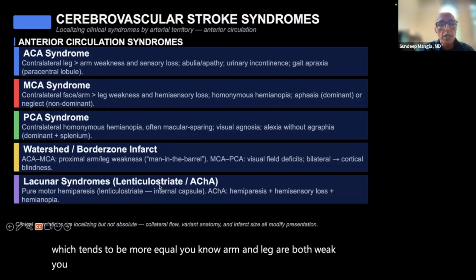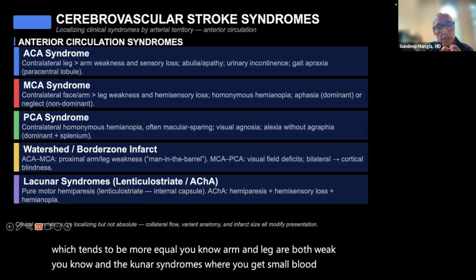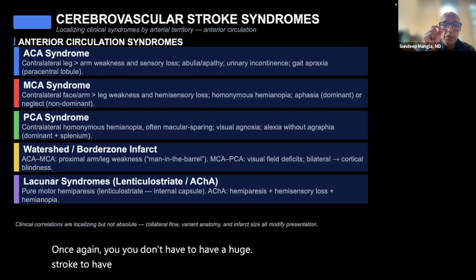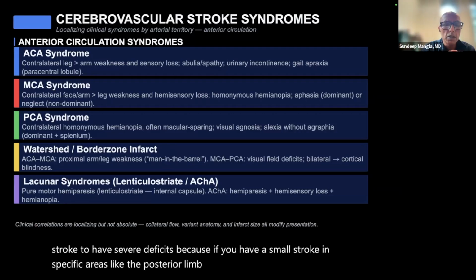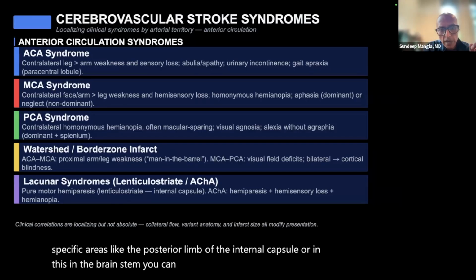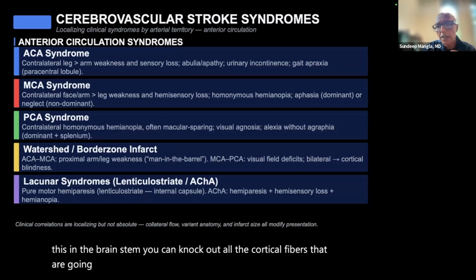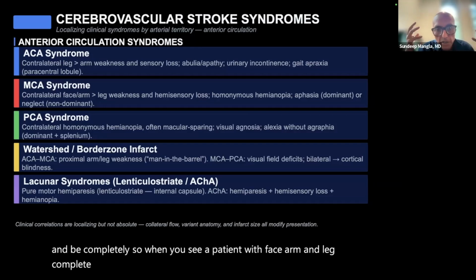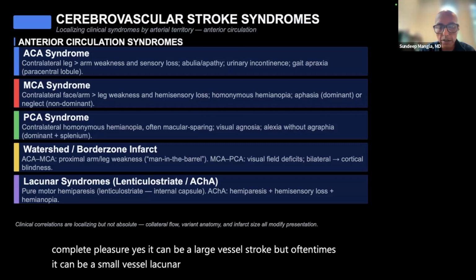And lacunar syndromes, where you get small blood vessel strokes, once again, you don't have to have a huge stroke to have severe deficits, because if you have a small stroke in specific areas like the posterior limb of the internal capsule or in the brainstem, you can knock out all the cortical fibers that are going down to the spinal cord and take out face, arm, and leg and be completely plegic. So when you see a patient with face, arm, and leg complete plegia, yes, it can be a large vessel stroke, but oftentimes it can be a small vessel lacunar syndrome that's knocked out a critical area.